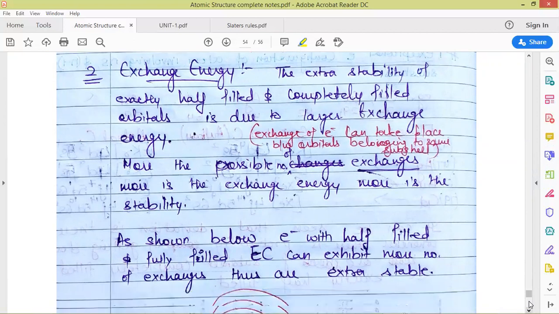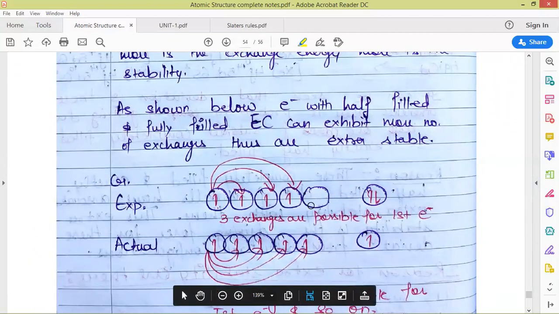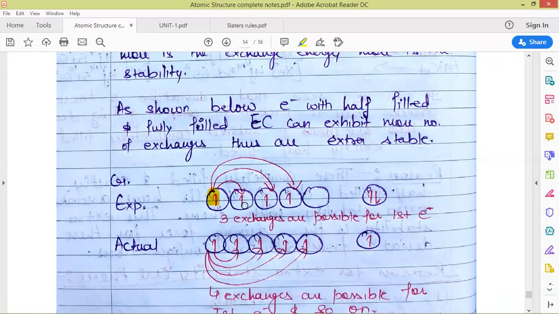So based upon that, this is the expected configuration for chromium and this is the actual configuration. Here, we're talking about the first electron. This electron can undergo 3 exchanges. That means it can exchange its position, which is not going to change anything, with 3 other electrons present at the same energy level in the 3d orbitals. So it can undergo 3 exchanges.